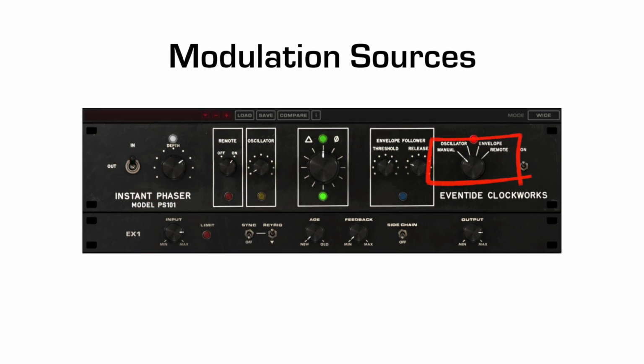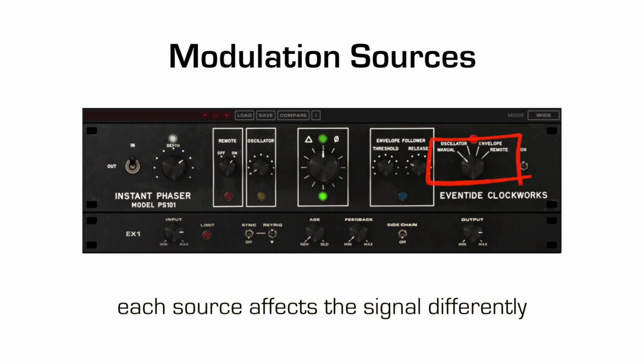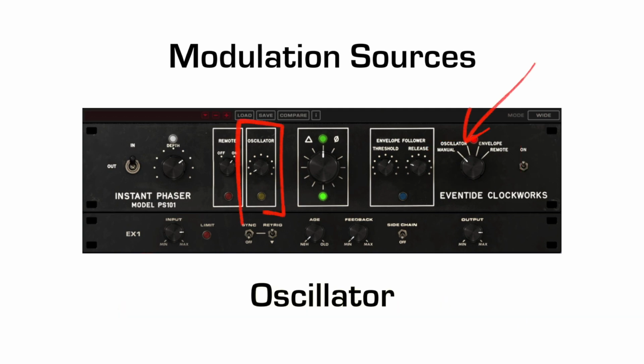Now let's look at each of the modulation sources and how they affect the sound of the phaser. Each source will move the frequency at which the all-pass filters are operating, and each affects the signal differently. Choose oscillator, and the oscillator knob will change the rate at which the LFO moves the all-pass filters.